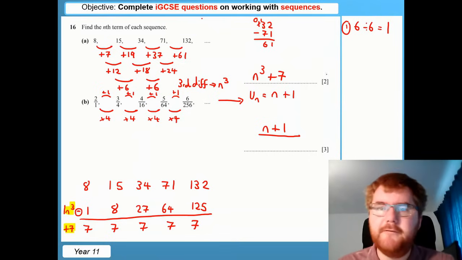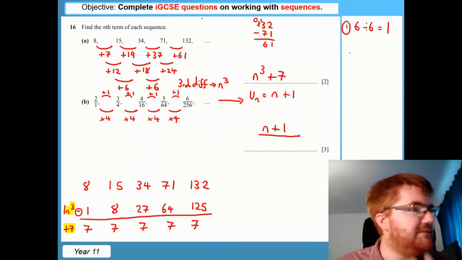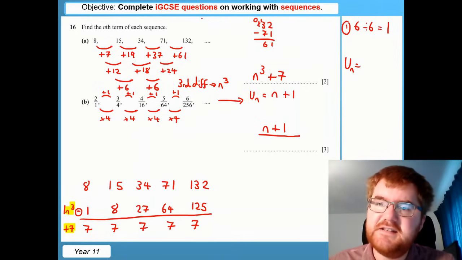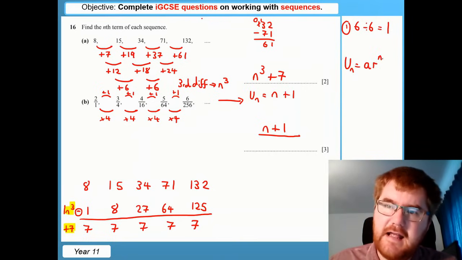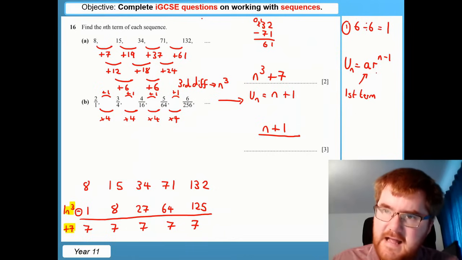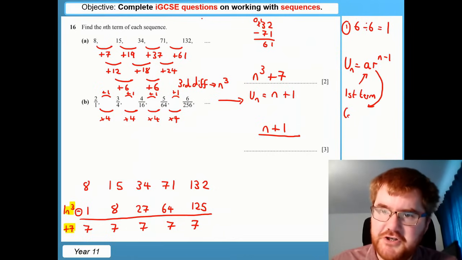Now there is a formula for the geometric sequence, so when you get timesing or dividing, and the way that we work this out is this formula here. So ar^(n-1), where a here is the first term, and the r here is what's called the common ratio, so what we multiply by each time.